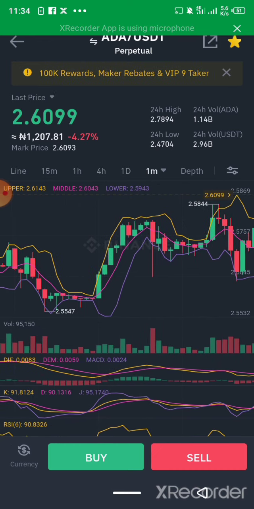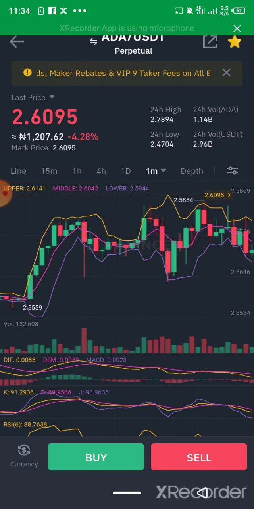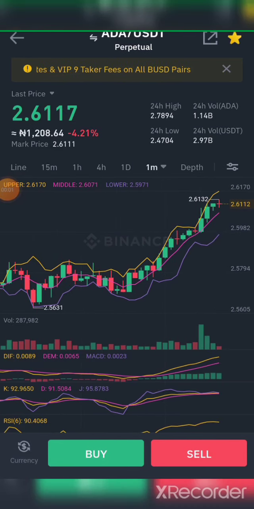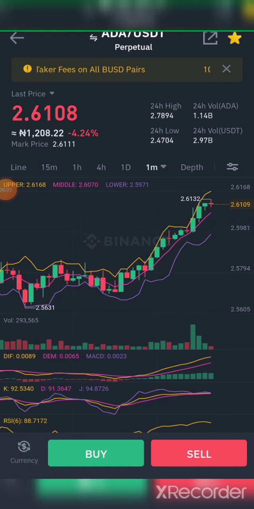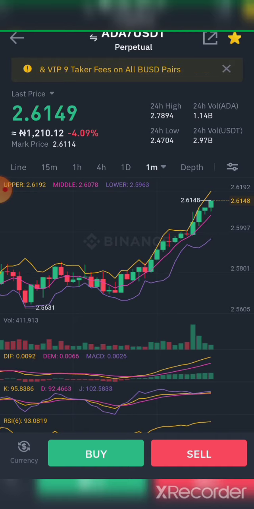You understand? And you see there will be a little retracement, impulsive move, little retracement, impulsive. You see retracement, then this huge impulsive move. You see, you've got a good entry point. You understand? So that is the best and easiest way to get your entry point.